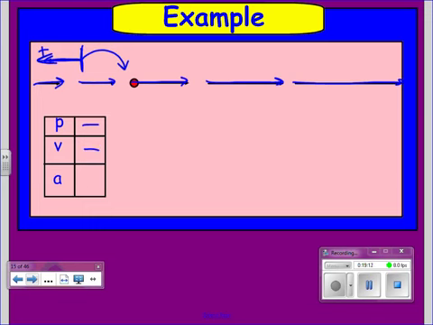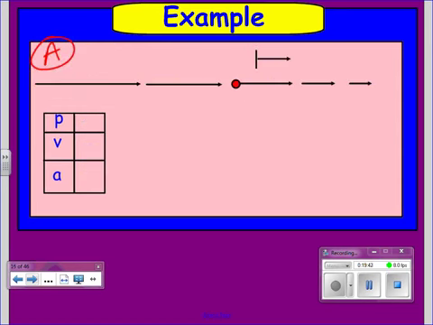Now look and see, is the object speeding up? Since the arrows are getting longer as time goes on, that would indicate that the velocity is actually getting bigger, or the object is speeding up. If my object is speeding up and my velocity is negative, my acceleration has to have the exact same sign to be speeding up. And so my acceleration would be negative as well. So you can see how a negative acceleration does not always mean that it's slowing down.